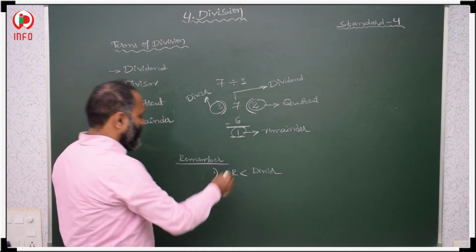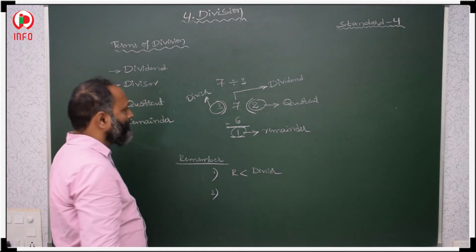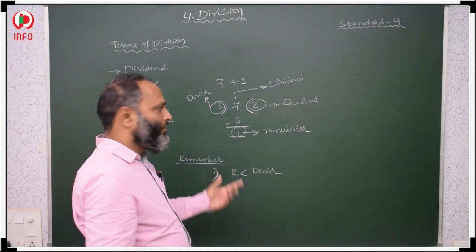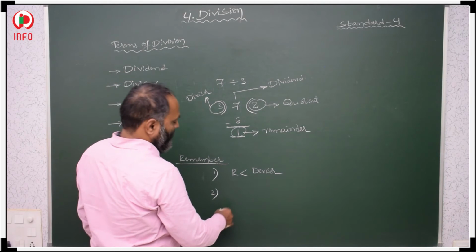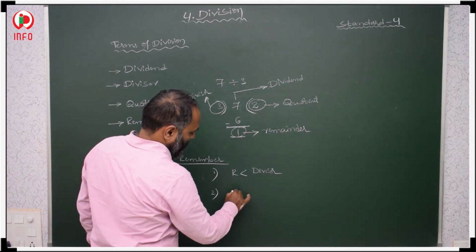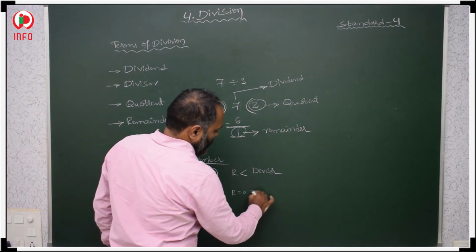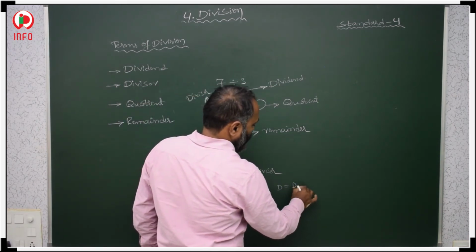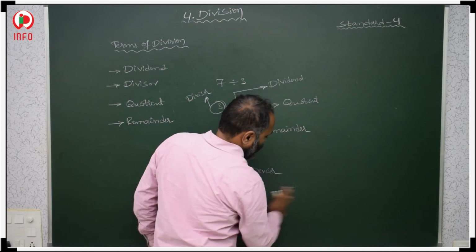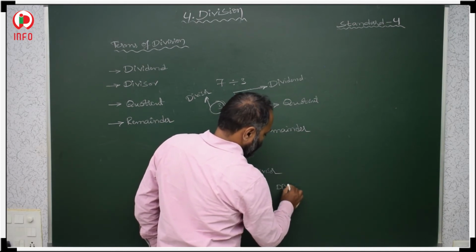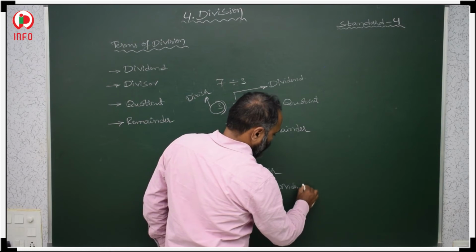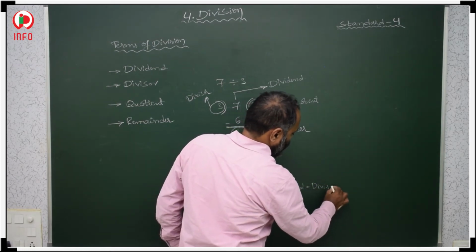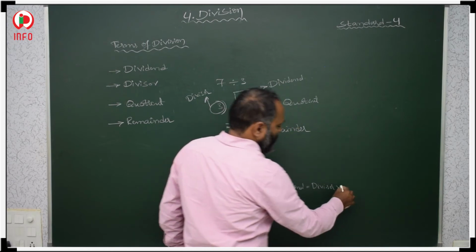Next, the second one. Here there is a condition, a formula. What is the formula? If the remainder is 0, then our formula: dividend is equal to divisor into quotient.